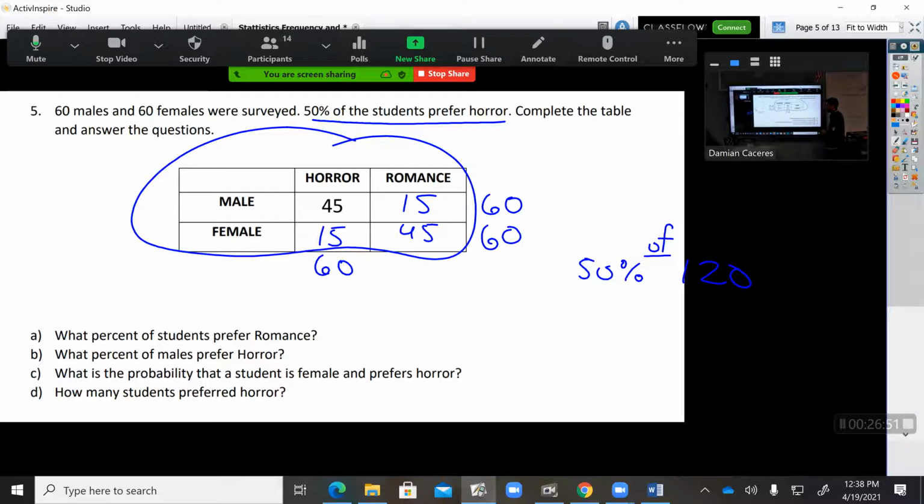So let's go through A, B, C, and D here. A says, what percent of students prefer romance? So my total is going to be 120 because it says of students, and prefer romance is 60 out of that 120 because the total for romance is also 60. So 60 divided by 120 is 0.5, 50%.